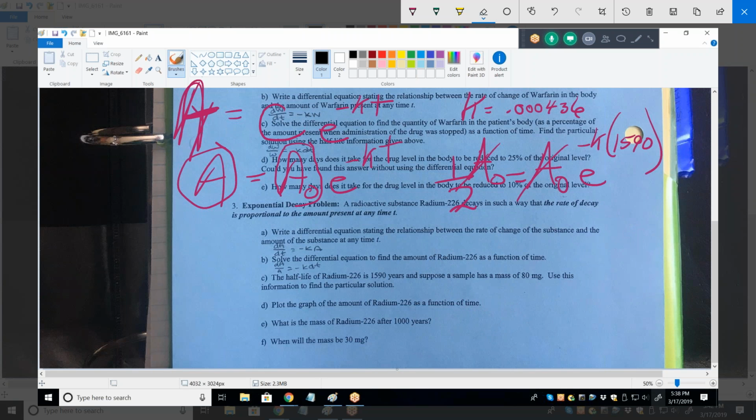Now, it says the sample has a mass of 80 milligrams. Use this information to find the particular solution. And now we're going to be able to solve for C, basically. In other words, we weren't able to solve a particular solution so far. Just like the last problem, we were never able to solve for C. But suppose a sample has a mass of 80 milligrams.